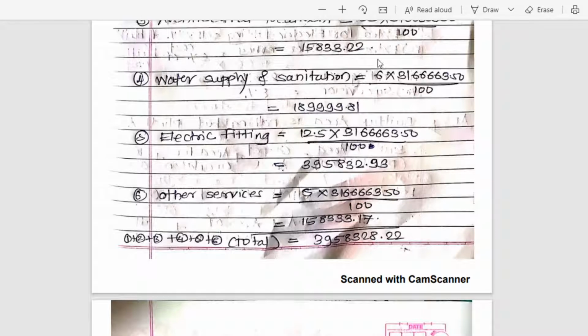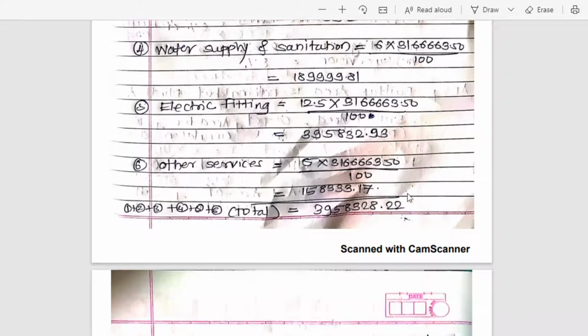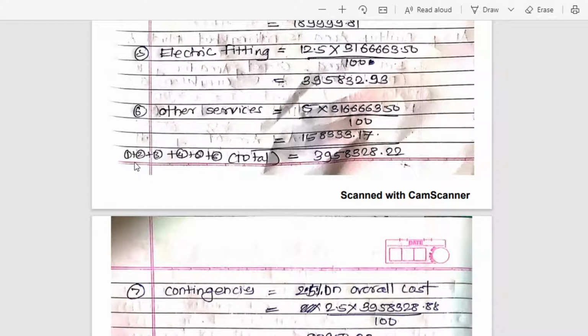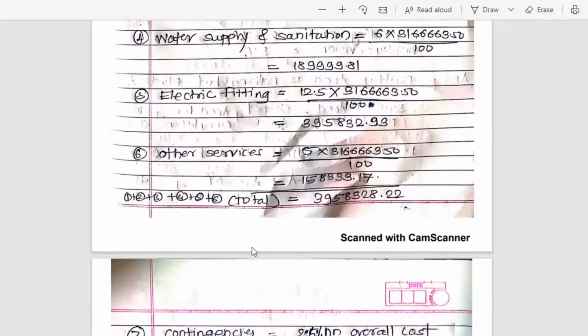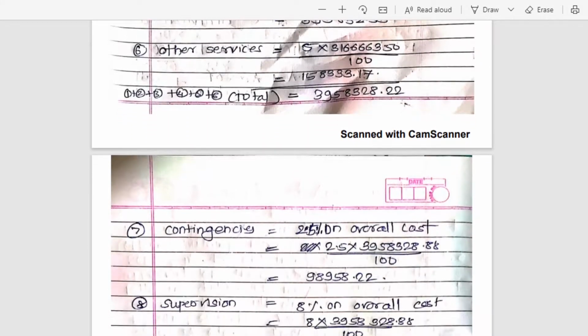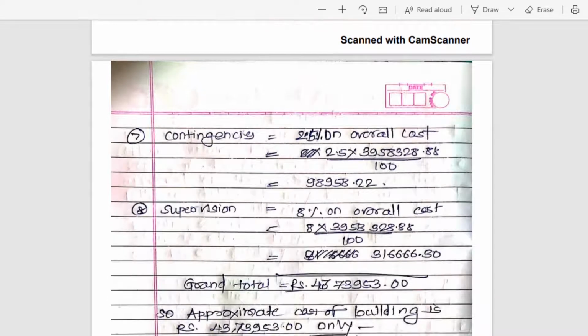So we will calculate all the other costs required for your building, and take an overall cost. That means the cost of construction or cost of building, plus second, the cost required for a deep foundation, then architectural treatment, then fourth is water supply and sanitation, then fifth is electric fitting, and sixth is other charges. So you will get the overall cost of building, that is 39 lakh 50,328.22 rupees.